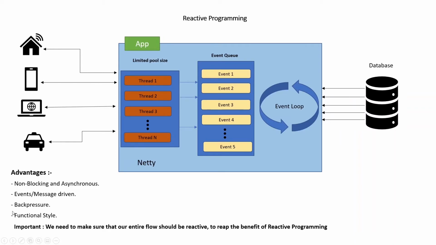Then back pressure, as I already mentioned in the previous slide, we are also going to look at it in detail when we see the publisher subscriber event flow in our next slide. But for now, it is very simple: if the producer is producing messages at a rapid speed at which the consumer can't consume, then the consumer can signal the producer saying that I can just consume 5 messages at a time. Next is a functional style.